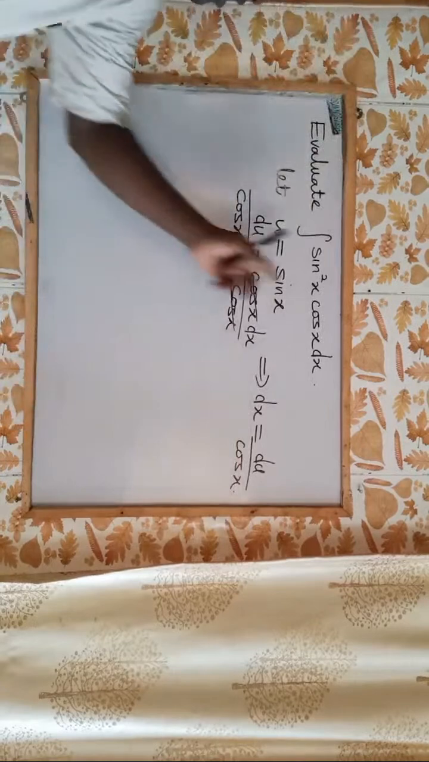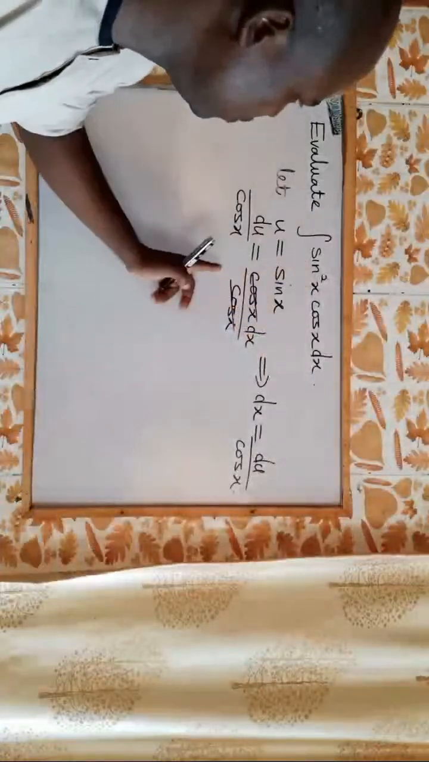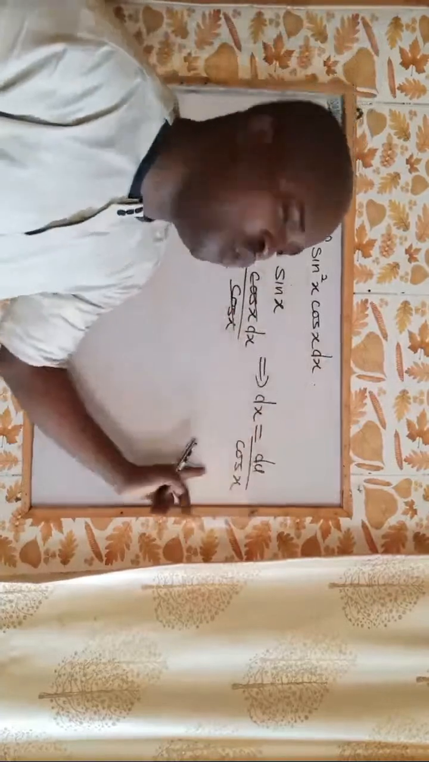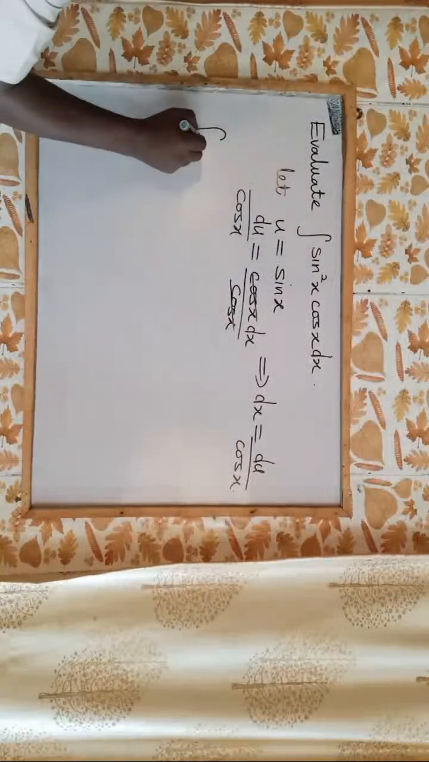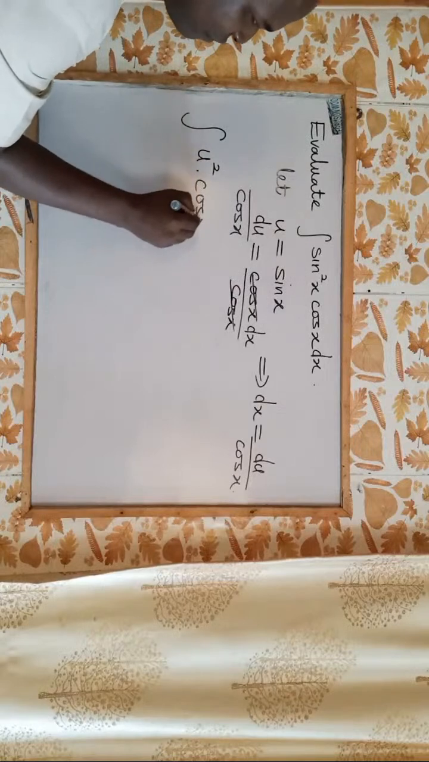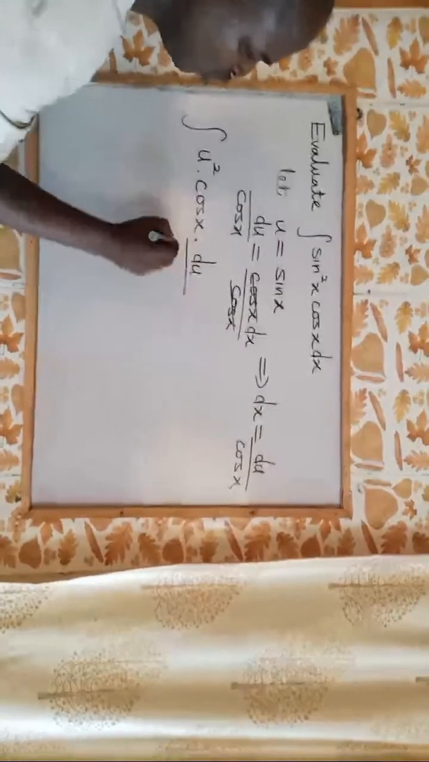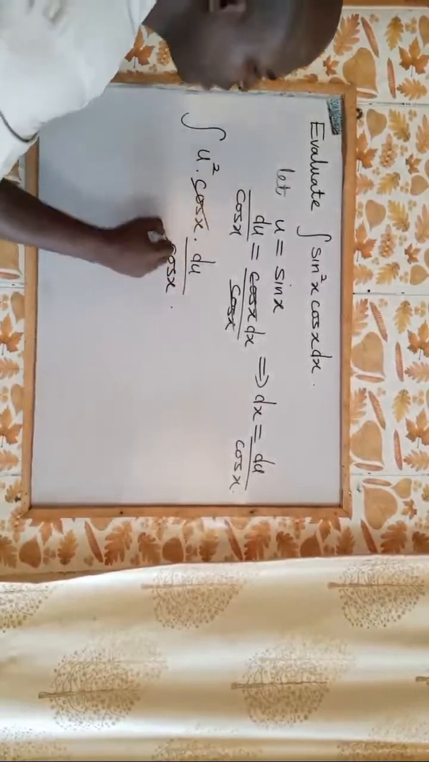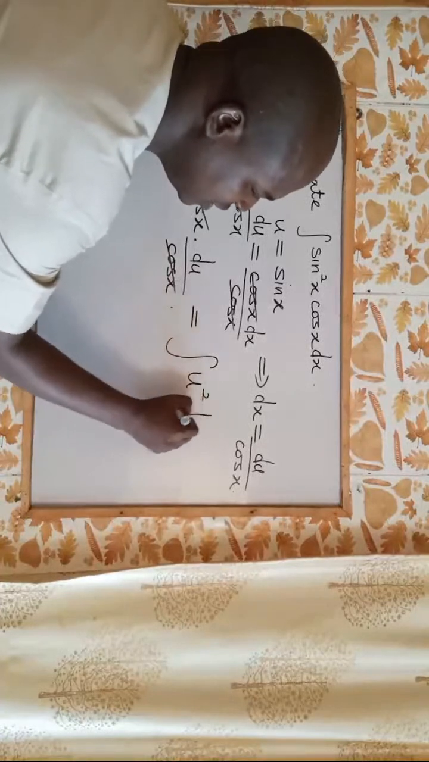So I have to go back to this integral now. I will represent my sine x with u. I will also represent my dx with du all over cos x. If I should do that, I'm going to have integral, my u is sine x, I have u squared times my cos x will still be there. I have cos x, I'm going to have du, my dx will now be du all over cos x. So from here, you will notice that cos x can cancel. So if cos x cancel, I will be left with u squared du.